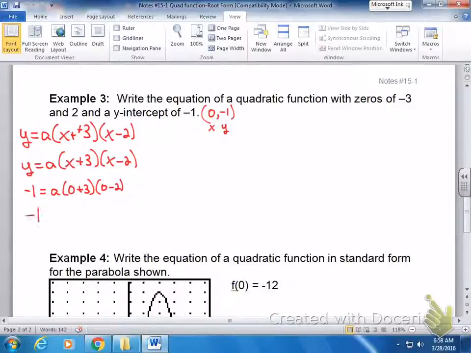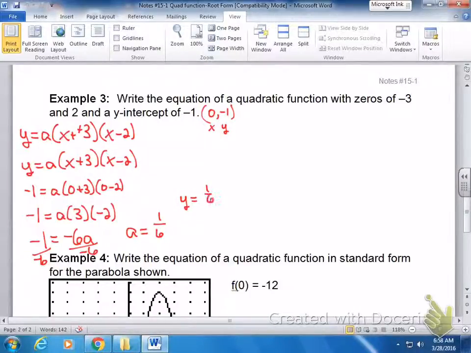Now I can clean that up again. Negative 1 equals a times 3 times negative 2. So that's negative 1 equals negative 6a. You can see the process is the same, and you may be able to skip some steps now. I divide both sides by negative 6, and I get a equals 1 over 6. Could be negative 1 over negative 6, but remember that would be a positive. So I can plug that in.